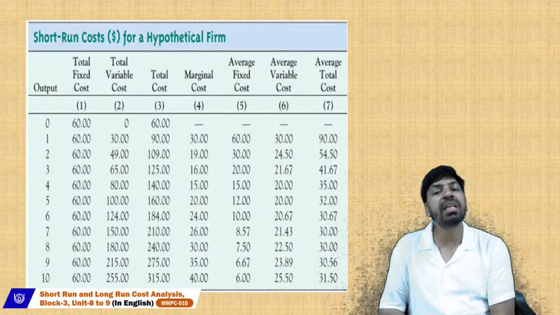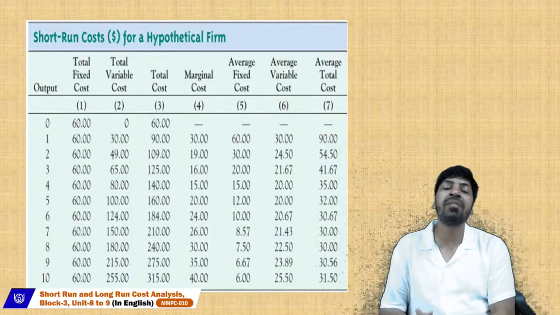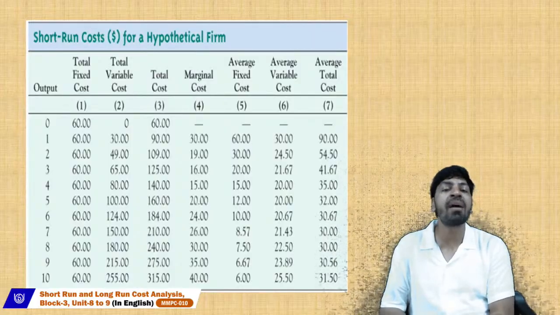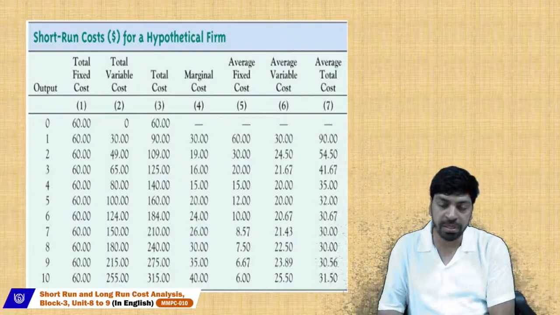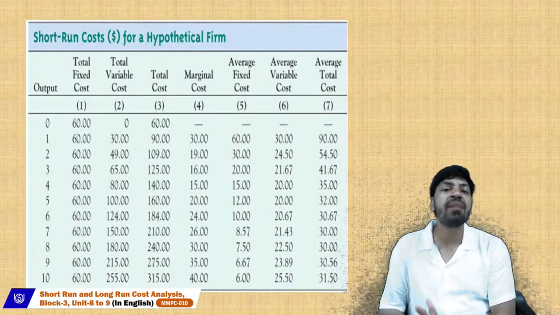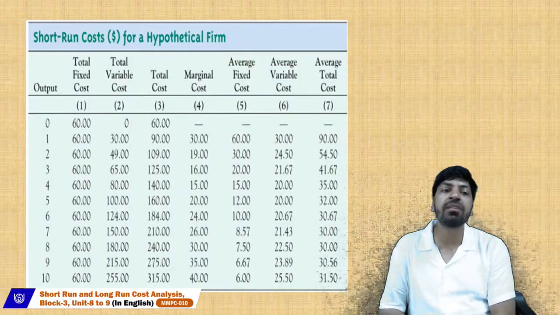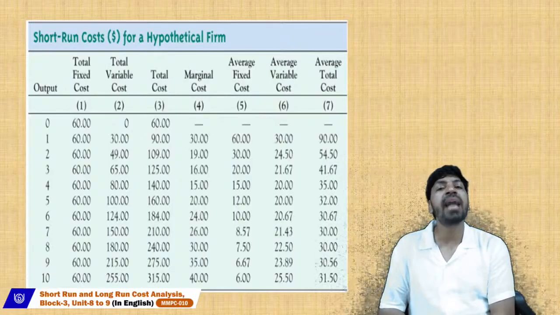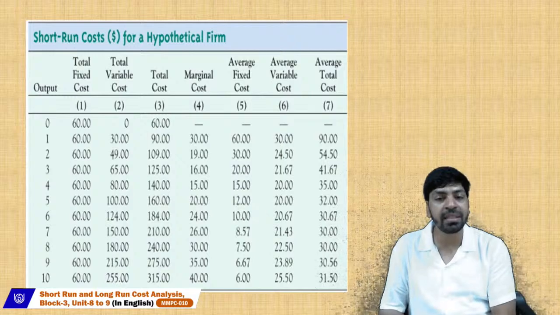So next we need to calculate the average total cost. This average total cost is equal to the average fixed cost plus average variable cost. So you will easily calculate the average total cost. Average fixed cost is 60 for the first level of output, and average variable cost is 30. So 60 plus 30 is 90.